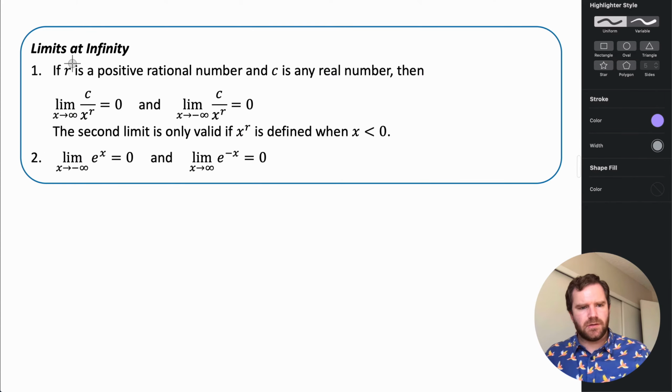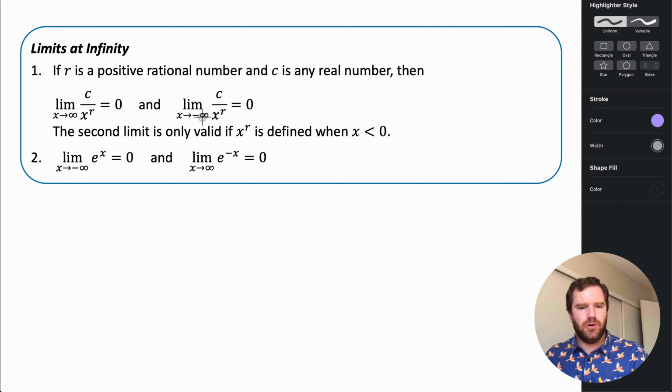Some other rules regarding limits at infinity. So if r is a positive rational number, so it's something that can be written as a fraction, and c represents any real number, then this is true. The limit as x approaches infinity of some real number c divided by x to the r is 0. So as my denominator essentially becomes larger and larger and larger, if I have some constant being divided by some really, really big number, then it's going to be 0.